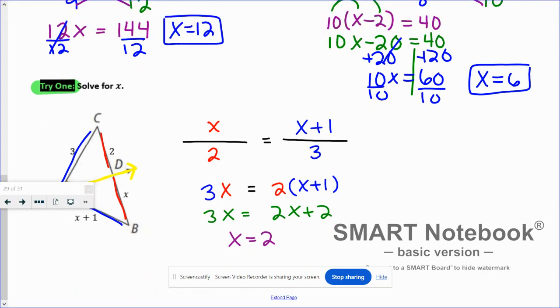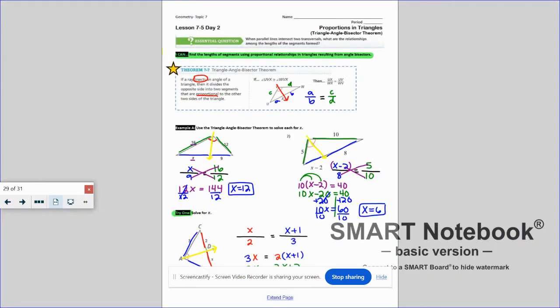Okay, so that is our triangle angle bisector theorem.